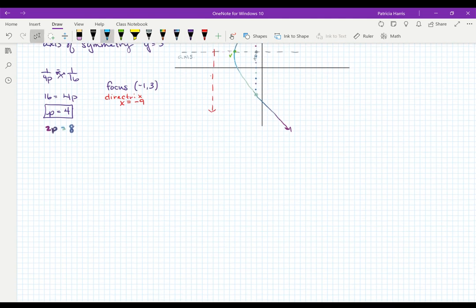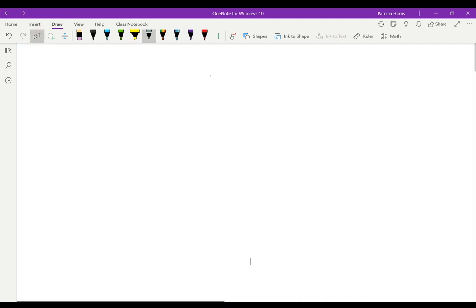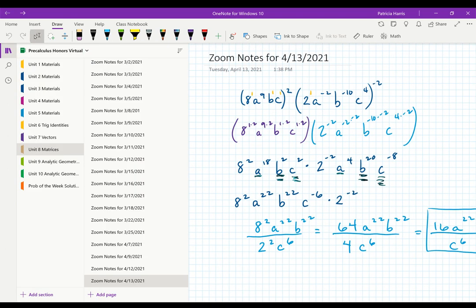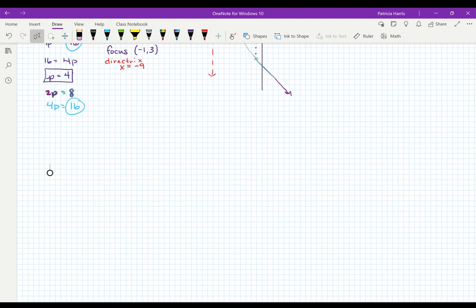And remember the width of the parabola. Let's write that down. Notice how that matches the denominator. And you can double check your graph. Okay, let's try another one. Okie dokie. Let's try this one.